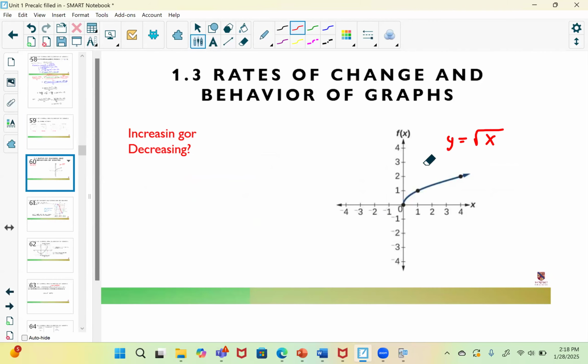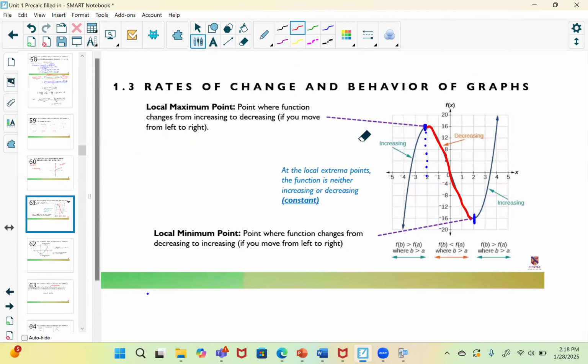Okay, so if we look at this graph, just as a reminder, this is the graph of the square root of x, that parent function. We want to say, okay, is it increasing or decreasing? So if we look at it as we go left to right, the y values are increasing, we're going up, and so we would say this is an increasing function.